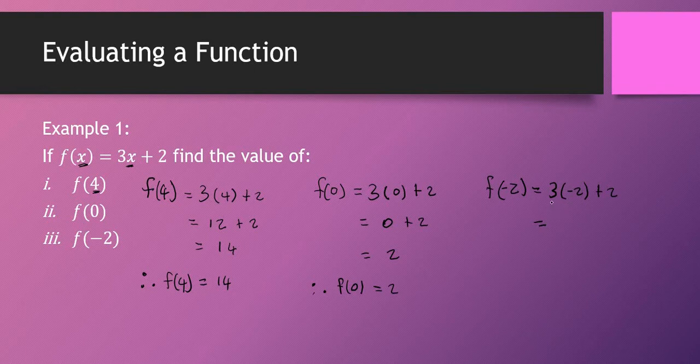So we have 3 times negative 2, that is going to give us a negative 6. Go back here, plus 2. And be very careful when adding and subtracting negative numbers. So we have negative 6 plus 2, that is going to give us a negative 4. So therefore, we now know that f of negative 2 is equal to negative 4. Alright? Let's look at another example.